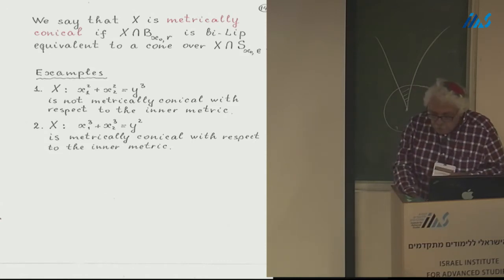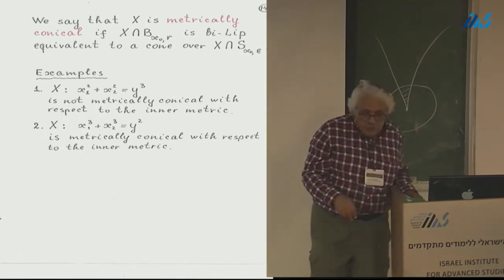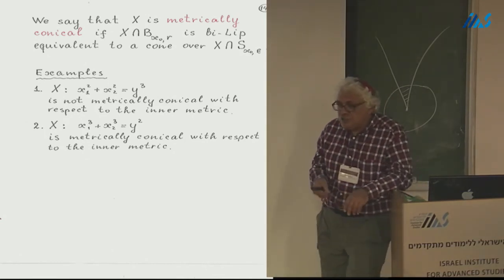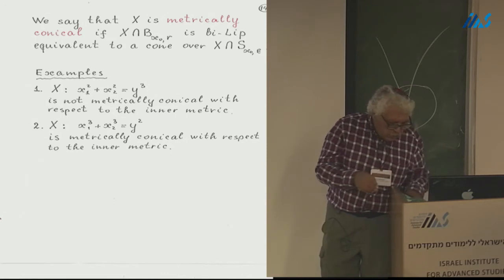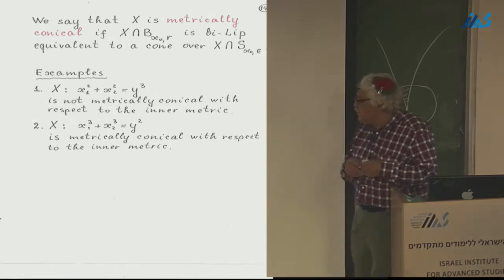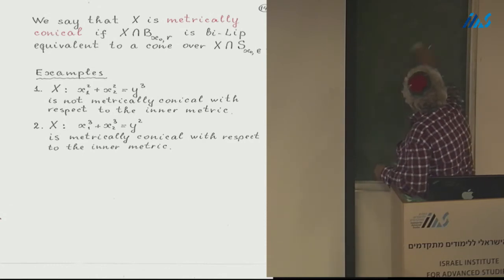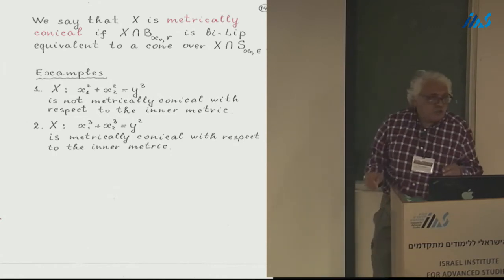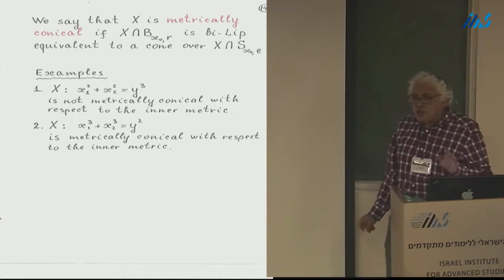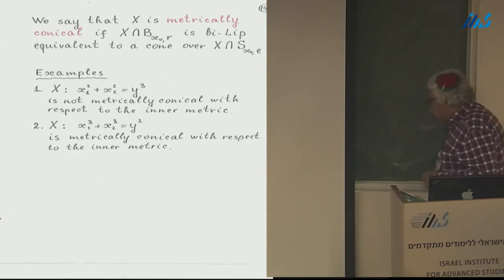Another story is about metrically conical singularities. There is a topological conical structure that I was already talking about. It was known quite long ago. A lot of people just refer to Milnor or to Łojasiewicz, but I'm pretty sure that it was known even before Milnor and Łojasiewicz.